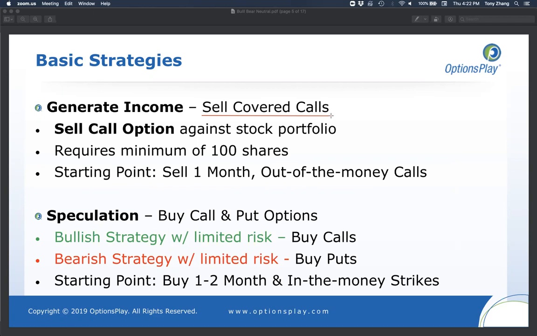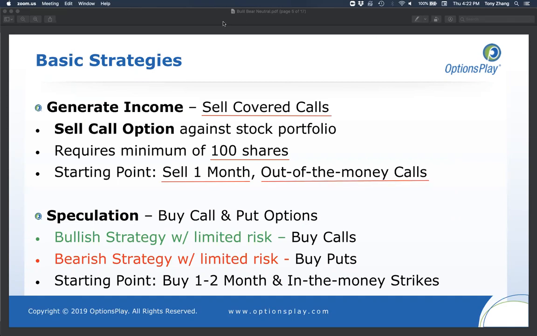And when you sell a covered call, effectively what you're doing is placing an order to sell your stock at a higher price sometime in the future. And this requires you to have at least 100 shares in order to sell one call option against the stock that you own. So the general rule of thumb here is you want to sell a call option that's about 1 month out. We talked about different expiration dates, and when you're selling any type of option, selling a call option that's about 1 month out is usually a good starting point. And you always want to sell an at-the-money call. I'm sorry, an out-of-the-money call.